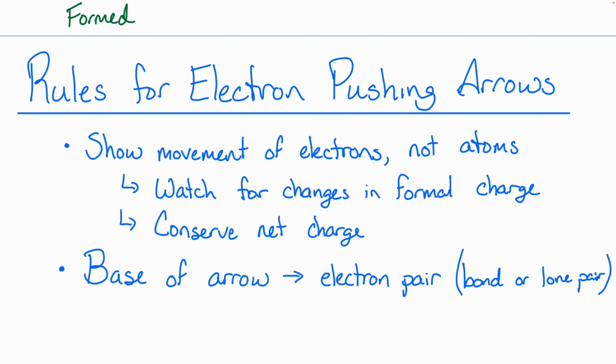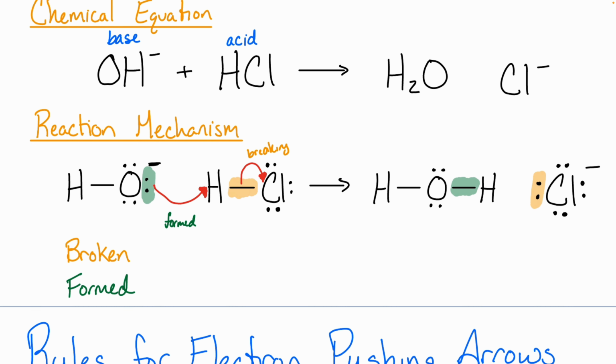All right, let's just convince ourselves of that in our previous example here. Our first arrow, the base of that arrow is at the lone pair on that oxygen. Our second arrow, the base of that arrow is on that bonding pair of electrons, right? But the base of the arrow always lives on a pair of electrons.